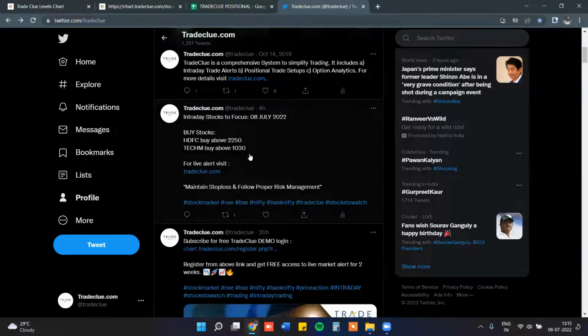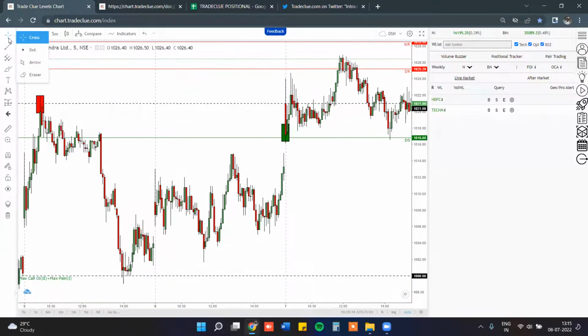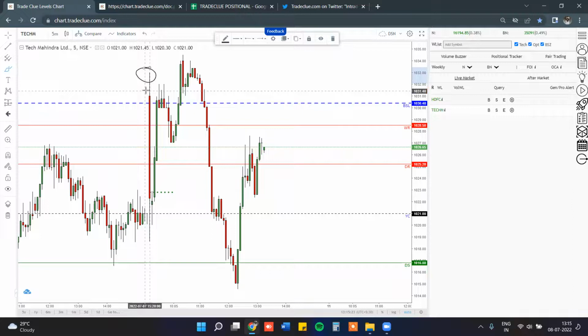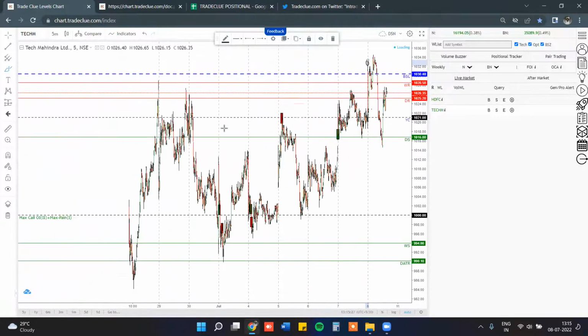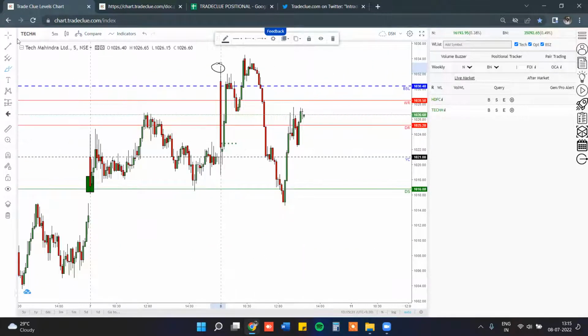So that we'll check. Tech Mahindra was somewhere around 1030. Now today, if you see, it had opened somewhere around 1033. So it's not like you need to enter directly at 1033. Wait for your price action pattern. Now today there was no adjacent red box as such. There might be some other strategy that Tech Mahindra would have generated.